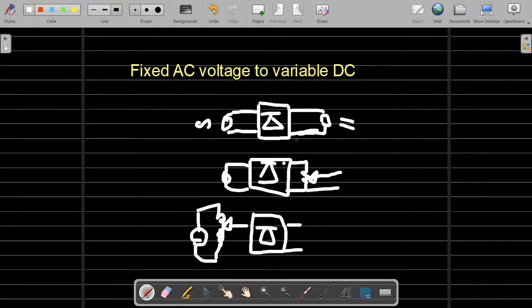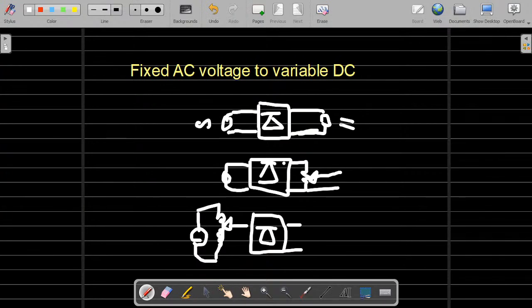So in the first combination here it is AC to DC, but it is fixed AC to fixed DC because there is just a diode rectifier connected. Maybe filter and other things are connected. In the second circuit, we use a voltage divider or potential divider. What is the drawback of this system? Obviously, there is a resistance connected.